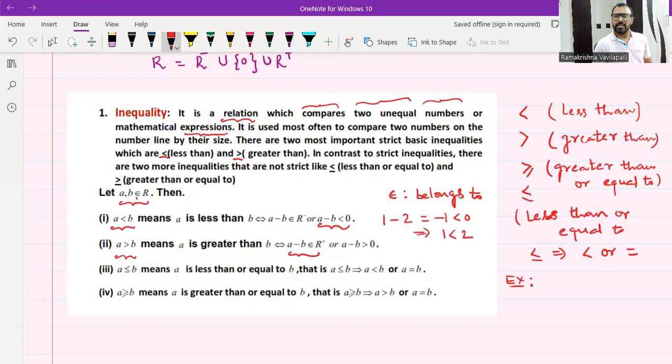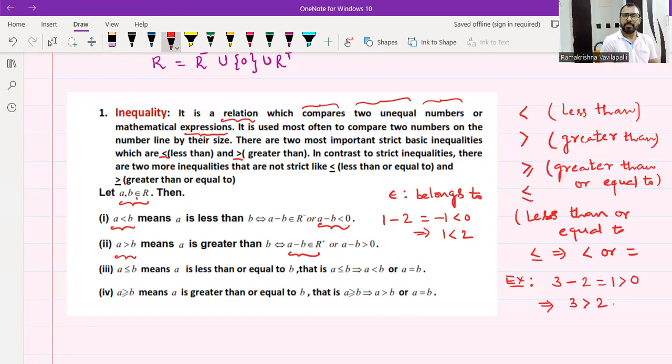Here you see that 3 minus 2 is equal to plus 1. So this is positive, greater than 0. So we can write that 3 is greater than 2. Right? 3 is larger than 2.